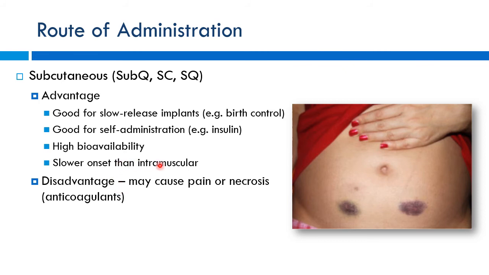But it's going to be also slower than intramuscular, as we'll see in just a minute. Some of the disadvantages: it can cause pain. A lot of people don't like to inject themselves, especially if they do it multiple times a day. So that can kind of be an issue. And then you may also see some tissue necrosis, especially with anticoagulants. So just know there's some drawbacks to this as well.